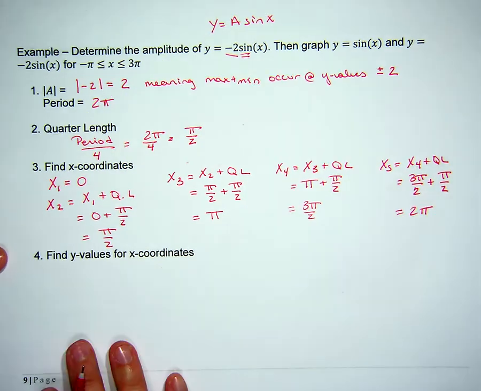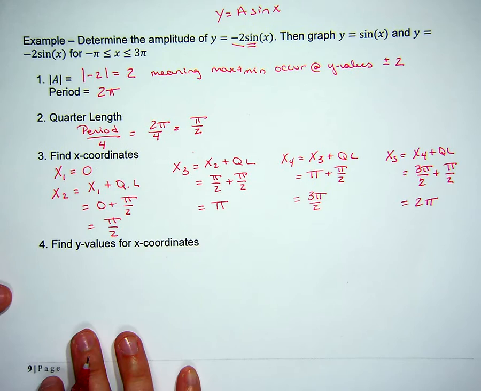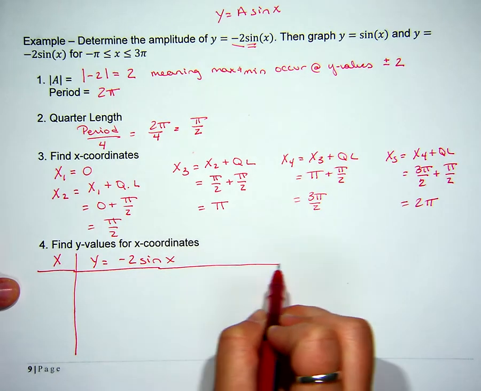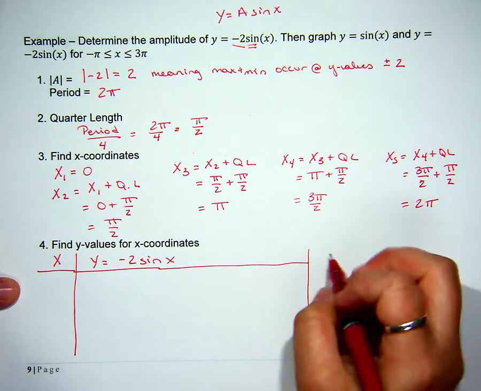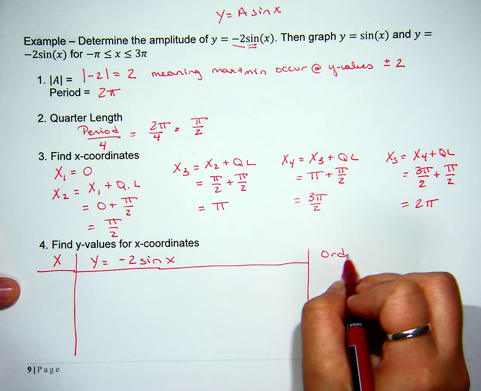Last, we want to find our y values for these, which means we want to use a table of values. We have our x values, our evaluate, and then we have our ordered pairs. The x values we came up with were 0, pi over 2, pi, 3 pi over 2, and 2 pi.